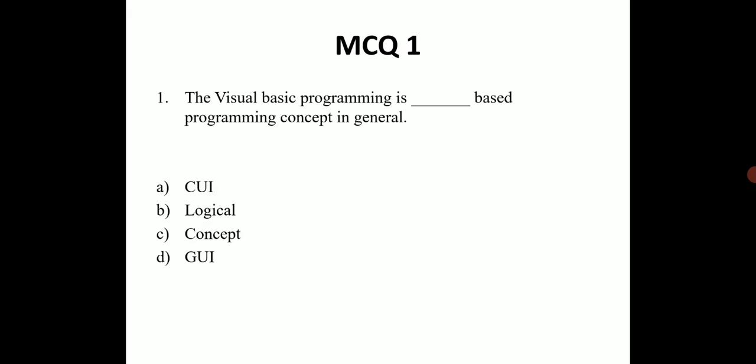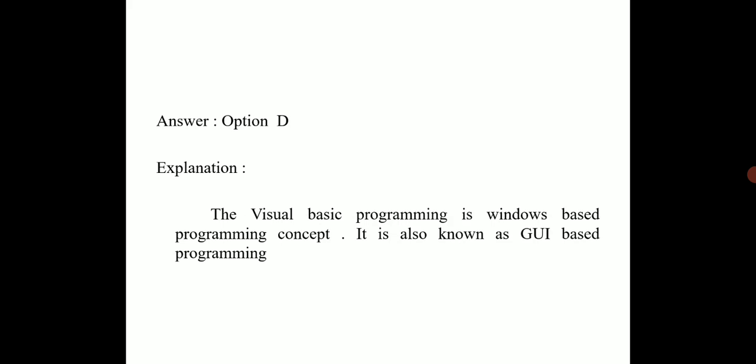Coming to multiple choice questions. The Visual Basic program is dash based programming concept in general: CUI, logical, concept, GUI. I think you can guess this. So the answer is option D. The Visual Basic programming is a Windows based programming concept. It is known as GUI based programming, that is, graphical user interface.